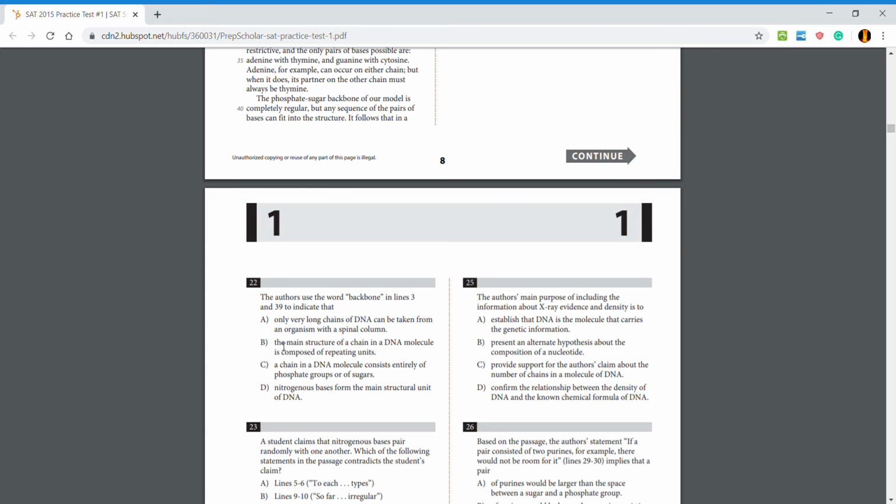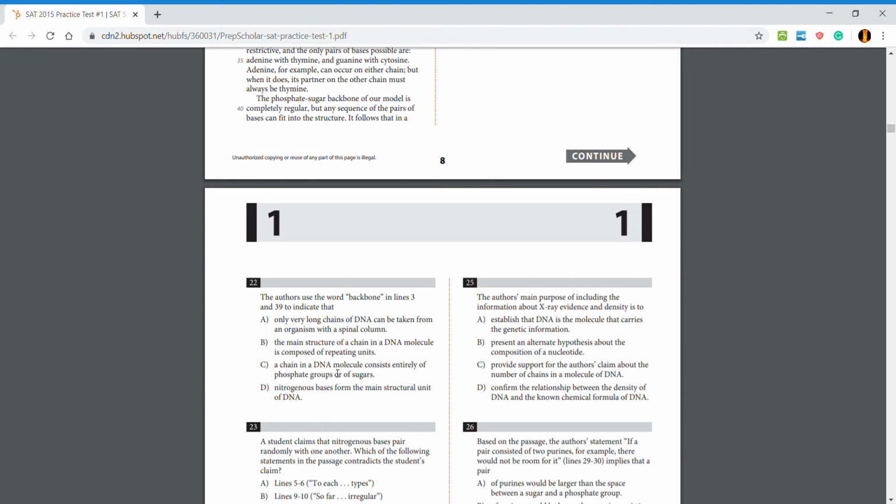So we go back to 22, we can see that the only answer that makes sense here would be B. The main structure of a chain in a DNA molecule is composed of repeating units. In other words, it's saying that the backbone is consistently repeating itself. Maybe not in the same order, but always the same materials. It's not long chains of DNA that can only be taken from a spinal column. We've already established it's not an actual skeletal backbone.